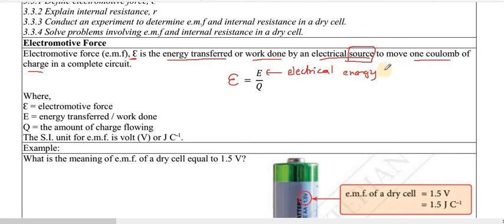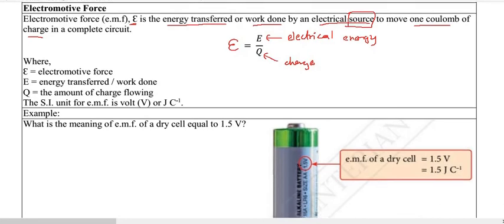Or it can also be the energy transfer, or work done. Okay, same thing. So this one is for every coulomb of charge. Alright. So basically, what does it mean? What is electromotive force? It is like this.